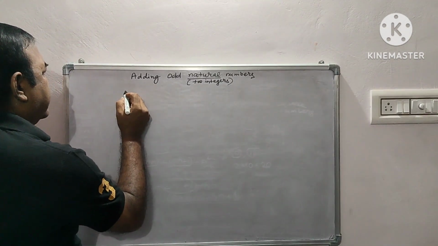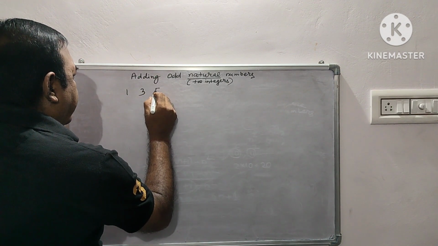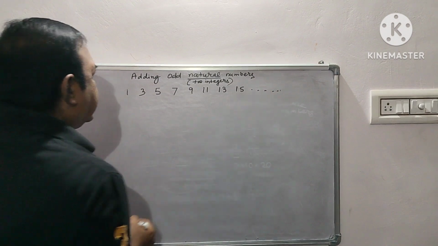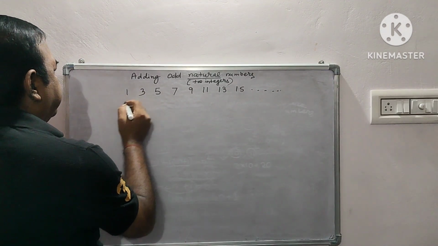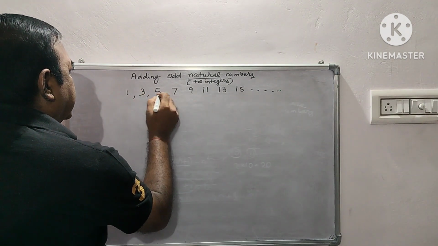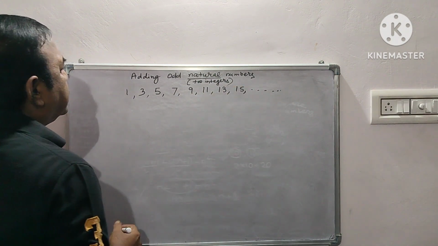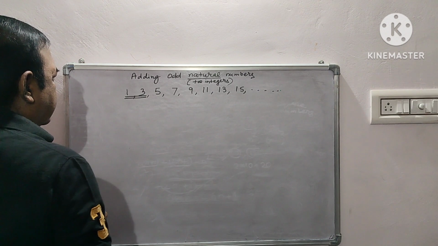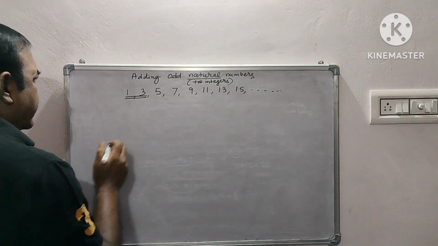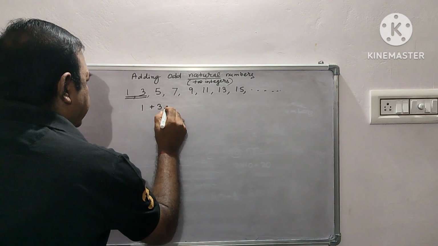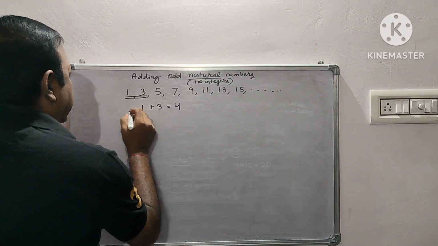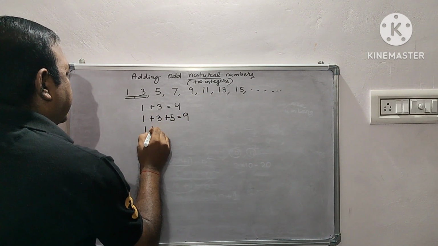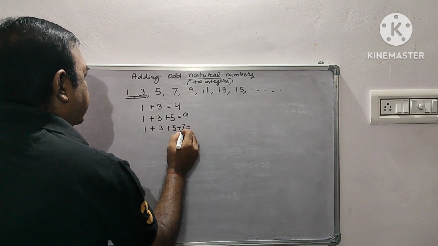If you start counting from 1, you see 1, then 3, 5, 7, 9, 11, 13, 15, and so on, like this. So we have to add, and you mark here. You first add two odd natural numbers starting from 1. So 1 plus 3, that is 4. It is a square number. Then you add the first 3 odd natural numbers. This is a square number. First 4. This is a square number.